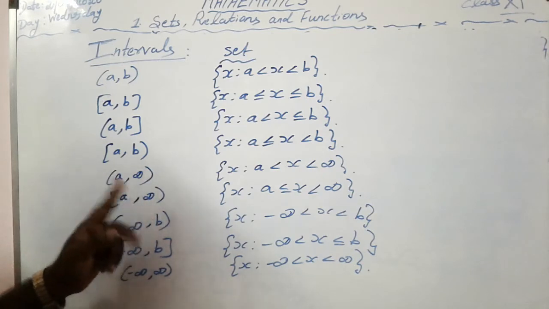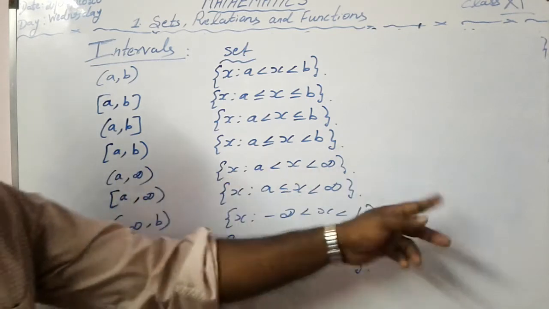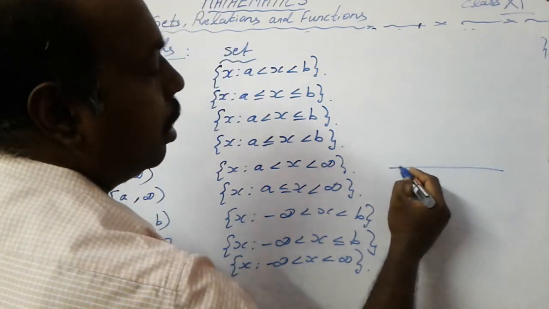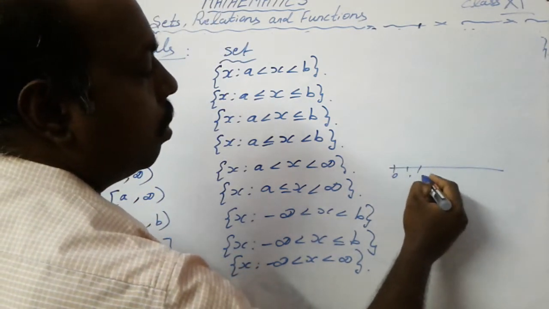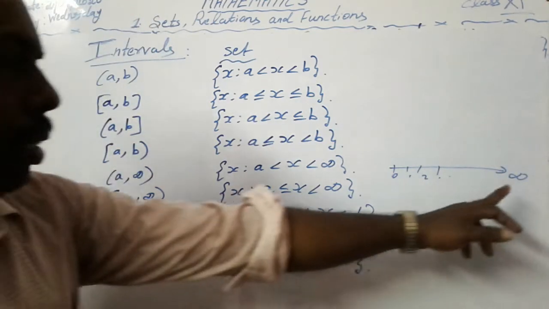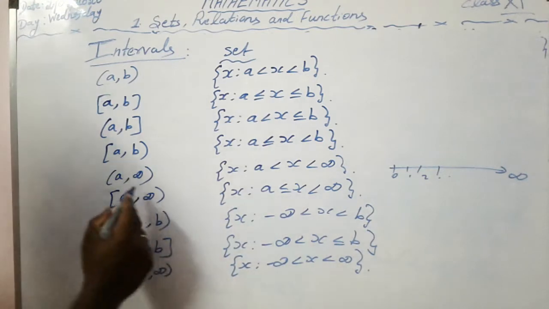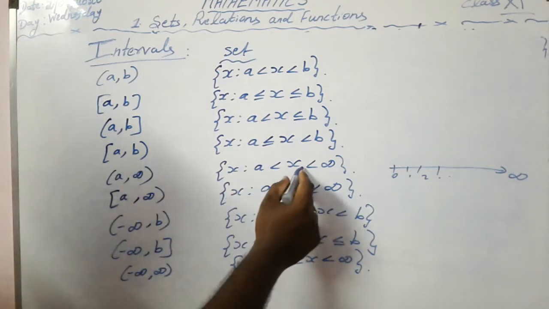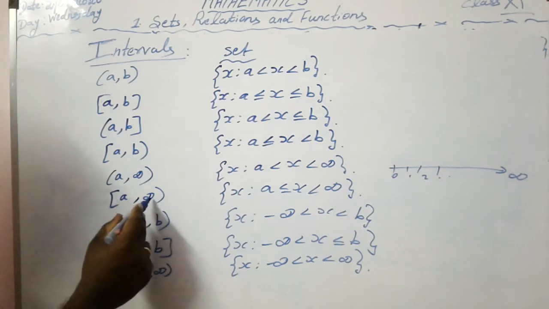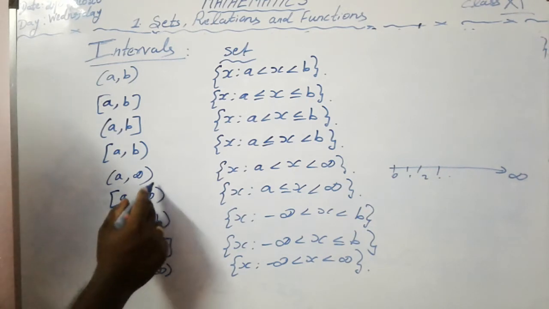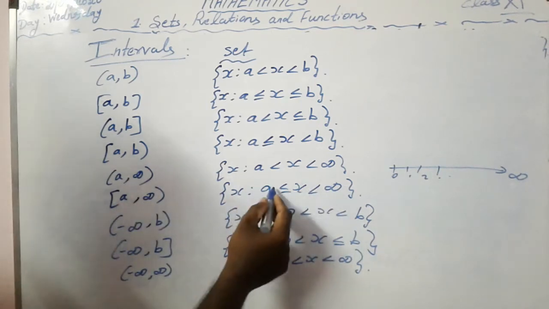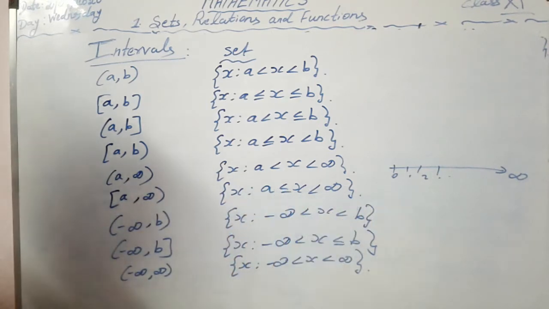Both are open brackets. Infinity means it is going on like this. Am I right? Number line. If you draw the number line, 0, 1, 2, 3, etcetera, up to infinity. Infinity we don't know, so we represent it as infinity. So open bracket a, infinity means a less than x less than infinity. Closed bracket a, open bracket infinity means including a, excluding infinity. So a is less than or equal to x less than infinity.